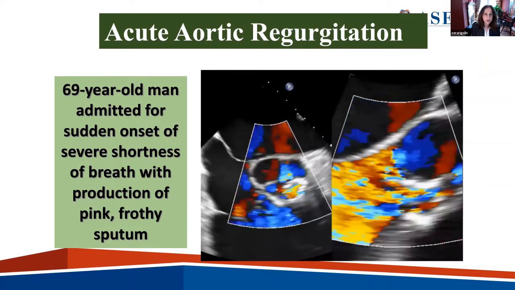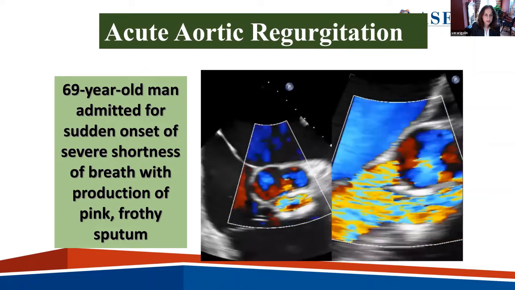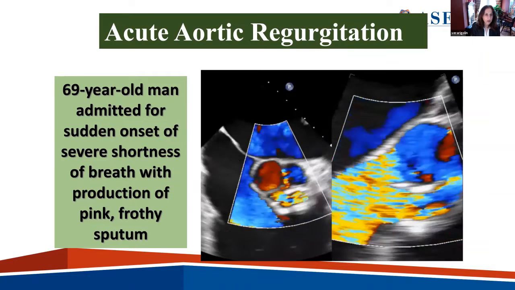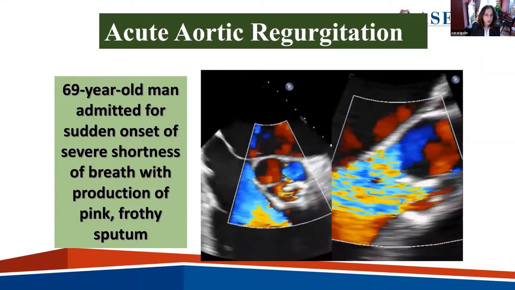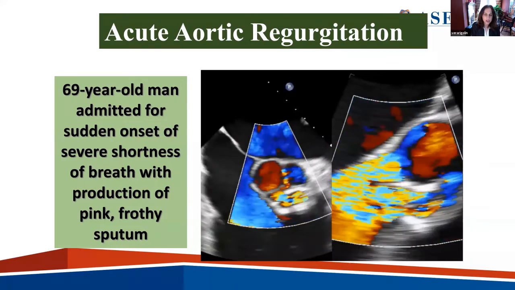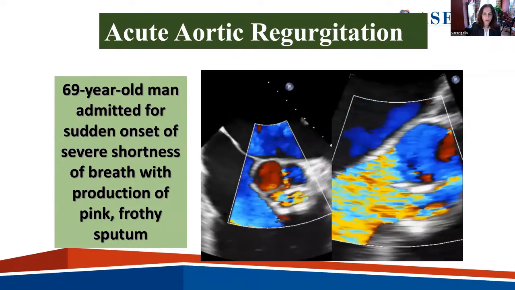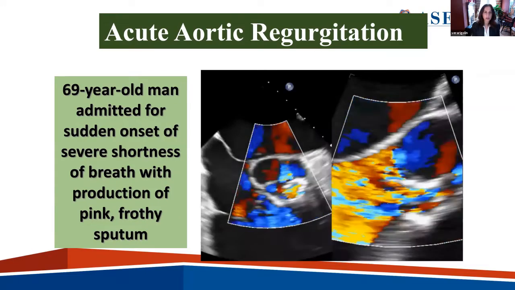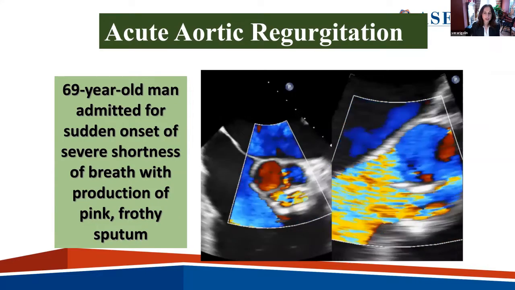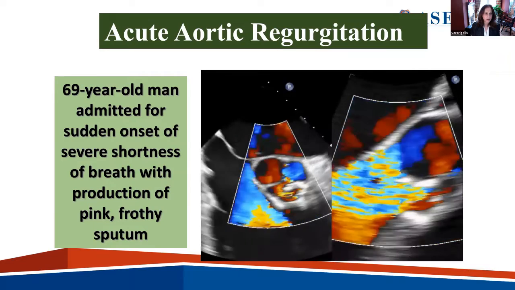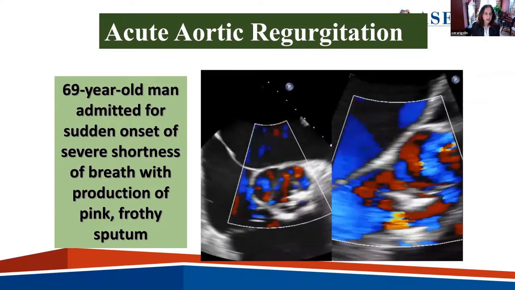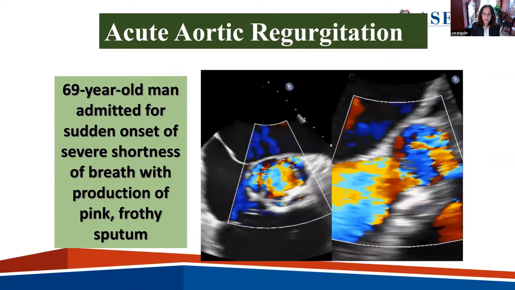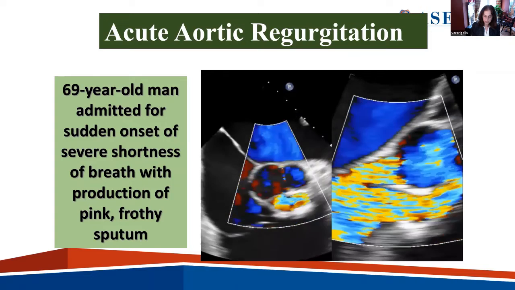However, in the case of acute aortic regurgitation, the ventricle has not had any time to adapt. Therefore, the heart is seeing a massive amount of extra blood in a usually small LV chamber that is not adapted to volume overload. And that's why individuals who develop acute severe aortic regurgitation can develop very severe life-threatening heart failure. So here's an example of a 69-year-old man admitted for sudden onset of severe shortness of breath with the production of pink frothy sputum. You see on his echo that he has severe aortic regurgitation.